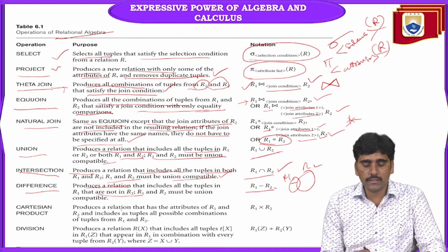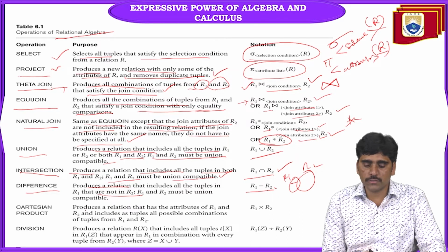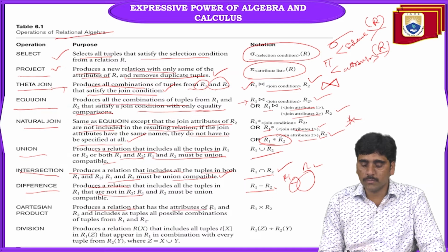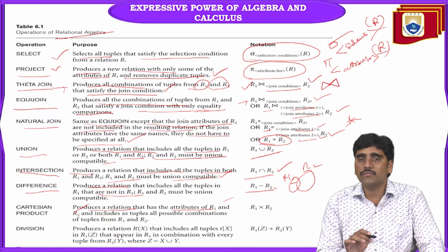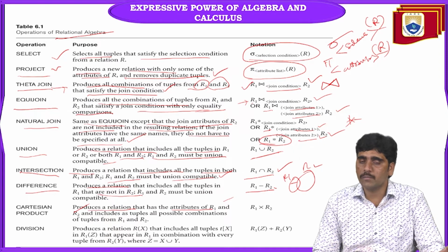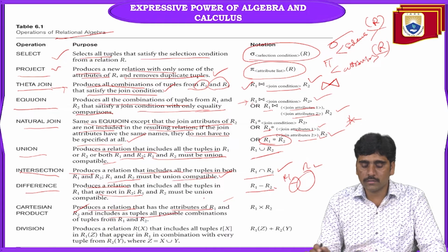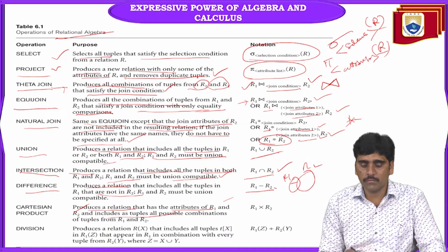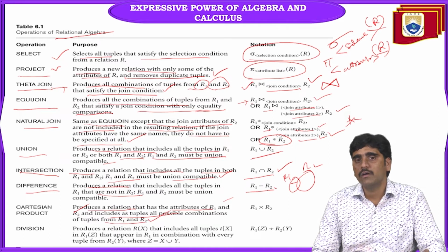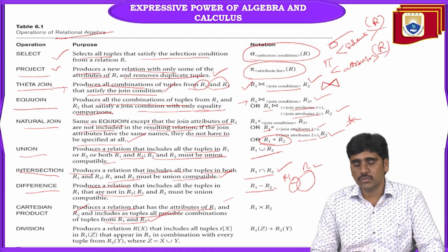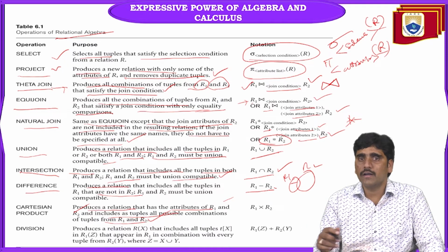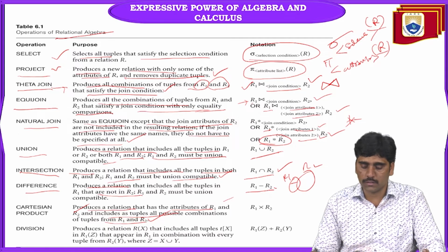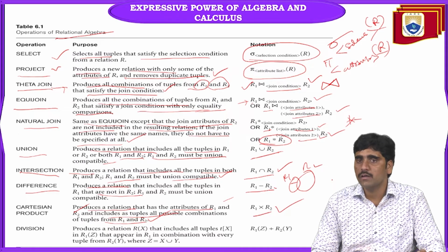The next one, Cartesian product. It produces a relation that has the attributes of both R1 and R2, that is, both table 1 and table 2, and includes as tuples all possible combinations of tuples from R1 and R2. So each and every attribute from table 1 and each and every attribute from table 2 can have a relation to each other. The representation is R1 cross R2.